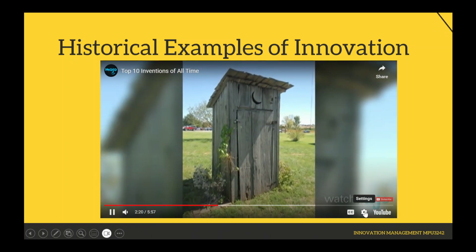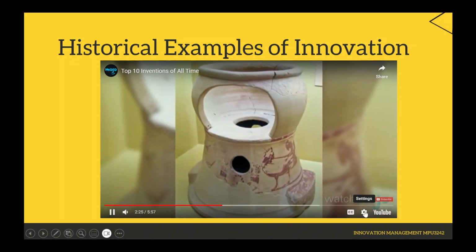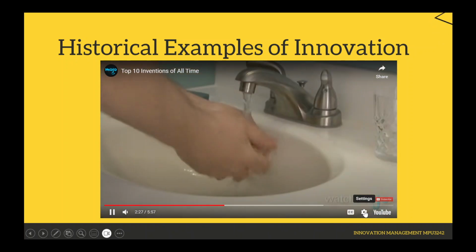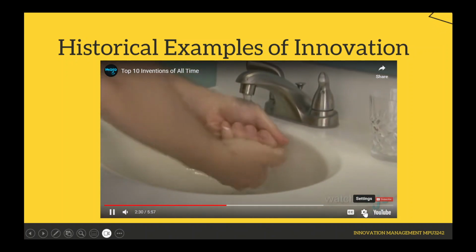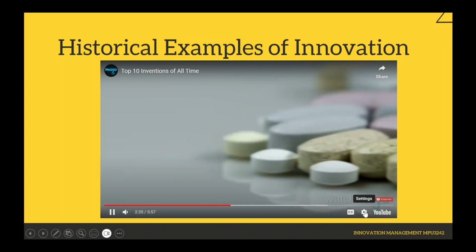Evolving from holes in the ground to chamber pots to outhouses and eventually to flush toilets as early as the 31st to 26th centuries BC, the development of plumbing improved living conditions for millions of people across the globe and lengthened our lifespans.